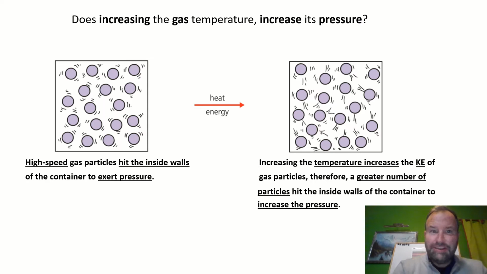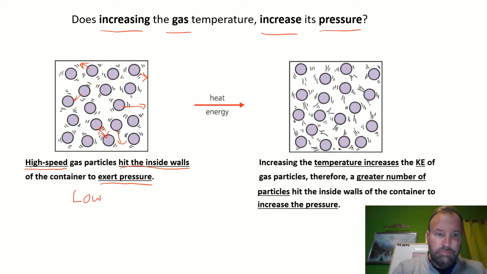How does increasing the gas temperature increase its pressure? Now, by the use of these diagrams, we're going to try and explain that question. You can see here that we have gas particles hitting the inside of this container from whatever direction. They might be hitting there, hitting here, hitting one another. You can see that the high-speed gas particles hit the inside of the walls of the container to exert pressure. At the moment, it is lower pressure because it's lower temperature.